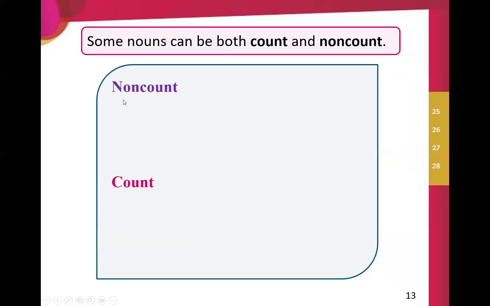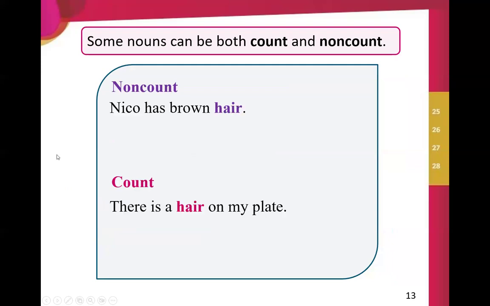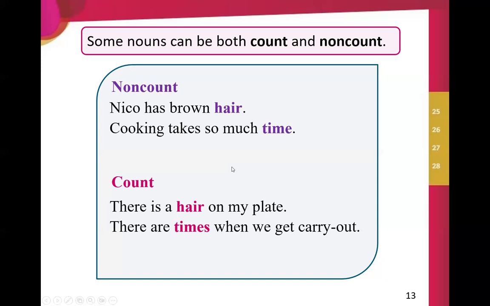Also, here we have non-count and count for the word hair. Nico has brown hair, means the things that are on the head. Count also. There is a hair on my plate, means 1 hair. Okay, just 1 hair, not hair. A hair on my plate means a piece of hair, just 1 hair.